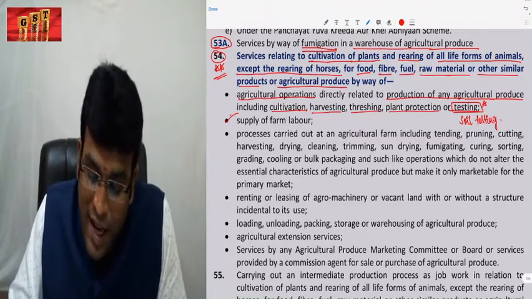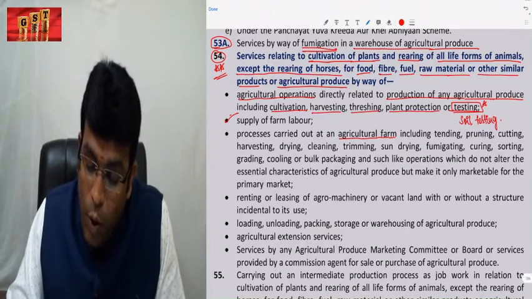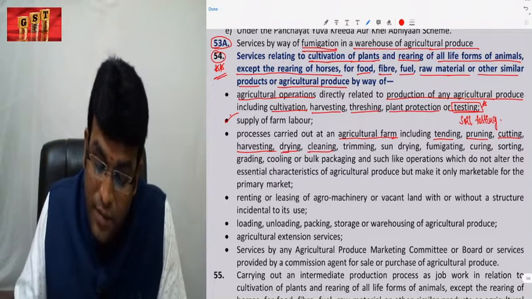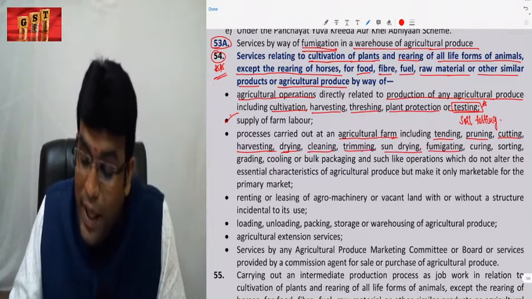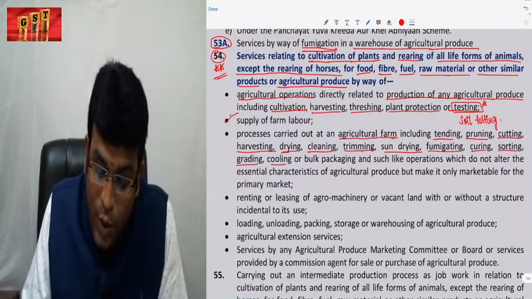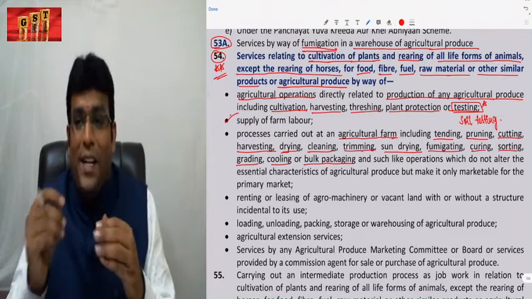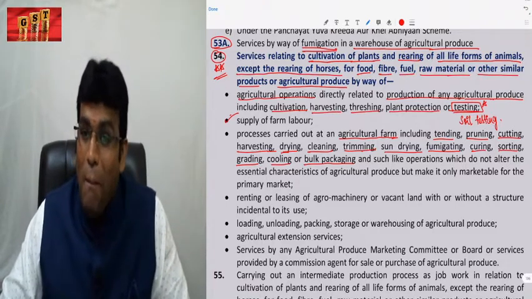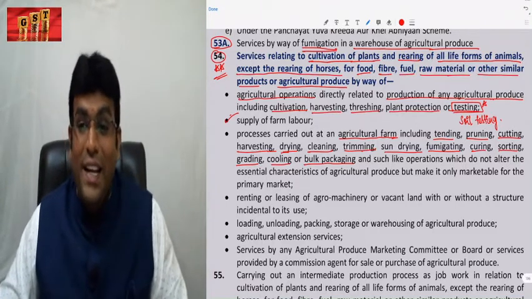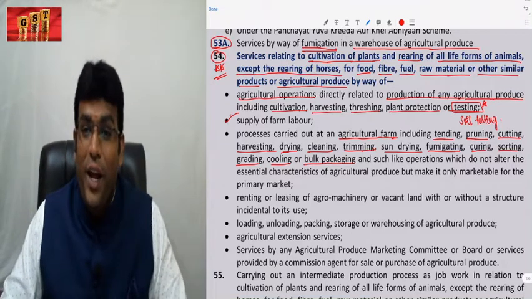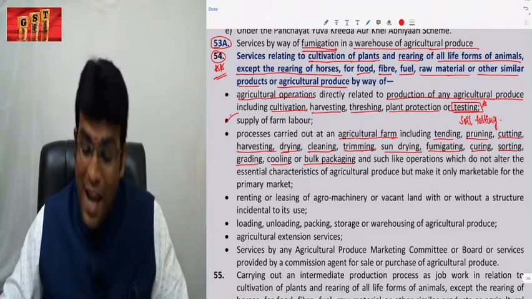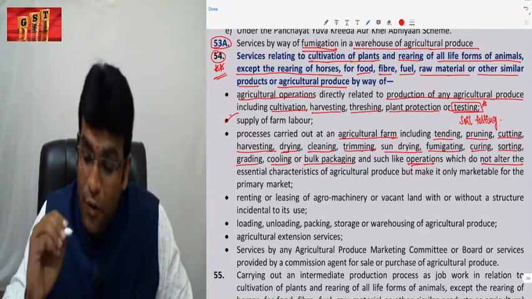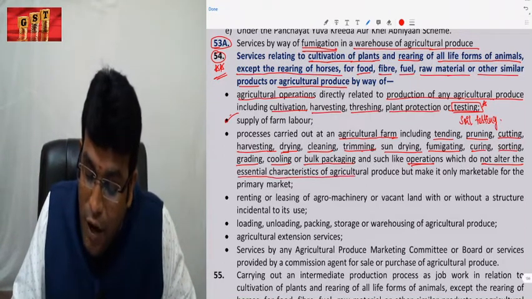Then process carried out at an agricultural farm, including tending, pruning, cutting, harvesting, drying, cleaning, trimming, sun drying, fumigating, curing, sorting, grading, cooling or bulk packaging, all kinds of activities which are taken up or done at the farm, and such other processes which do not alter, I underline that word, which do not alter the essential characteristic of agricultural produce.